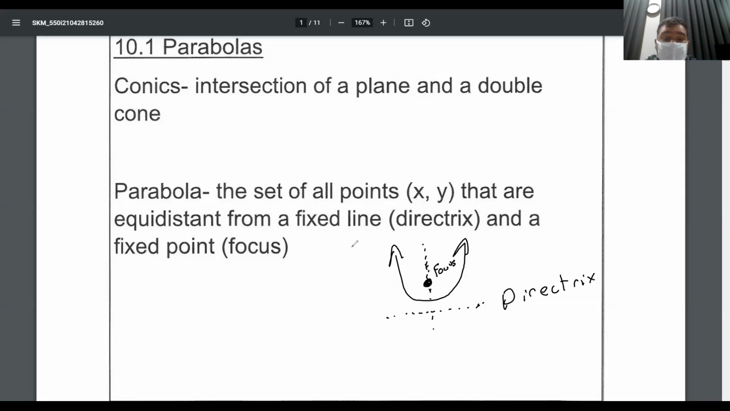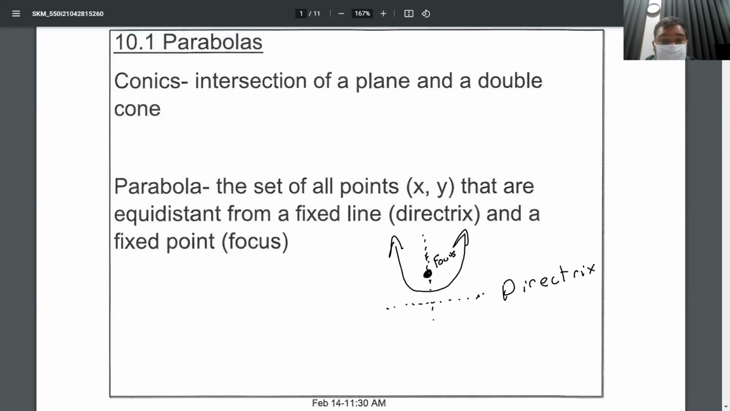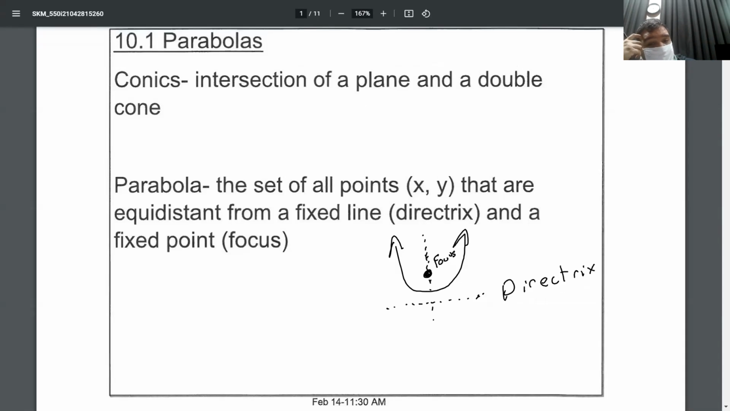All right. So those are the two things that are important about today and the parabolas. We're going to go to the next page.